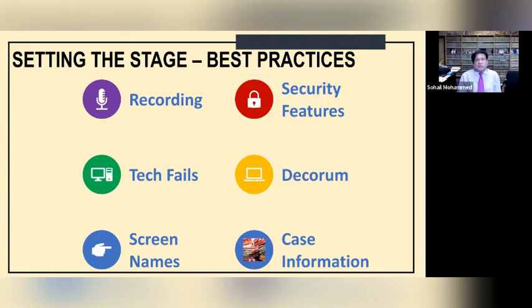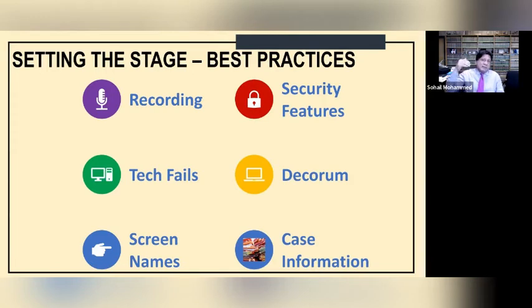Security features. You need to know about the security features on Zoom and any other platform. What do I mean by security features? If you wanted this proceeding to be a closed proceeding, there is a mechanism, at least on Zoom, to lock the meeting. For instance, we're conducting this webinar now. People are still able to drop and join and rejoin. Why? Because the meeting is unlocked. It's just like a courtroom where the doors are not locked. Anybody can walk in and walk out, right?